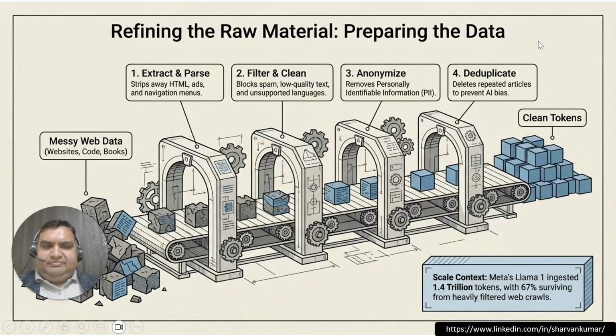So this is a very important step, preparing the data, where we have massive web data from websites, code, books, and it goes through an industrial pipeline, where first of all the HTML tags, ads, etc. are stripped. Then we filter spam and low quality text. Then it removes personally identifiable information to avoid any legal issues. And then there is deduplication because there are multiple articles on the same topic available around the web. Then finally we have the clean tokens through which a model can run. For example, to give you some context, Meta's LLaMA 1 ingested 1.4 trillion tokens with 67% surviving from heavily filtered web crawls.